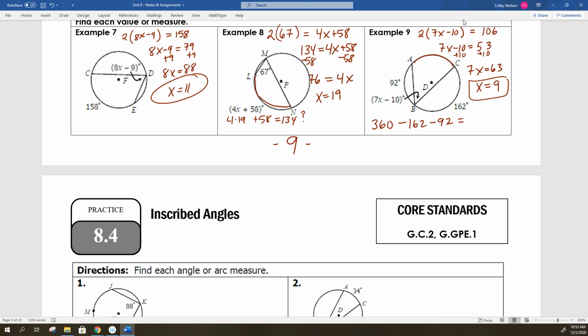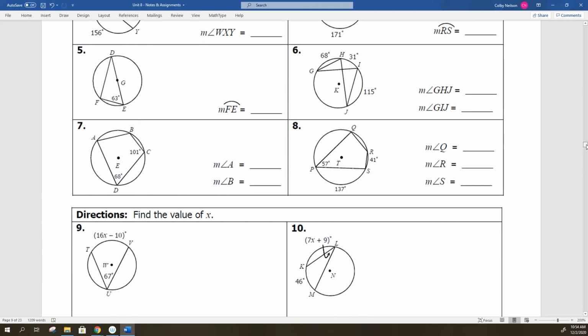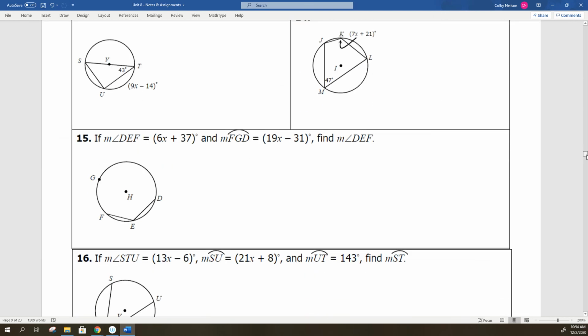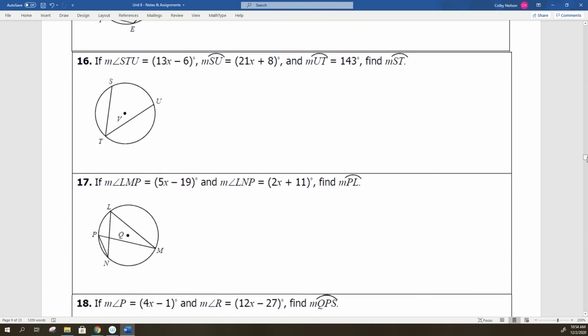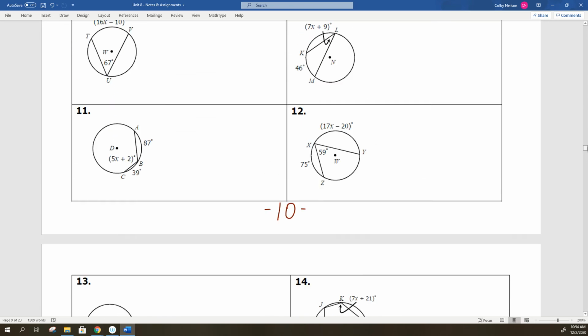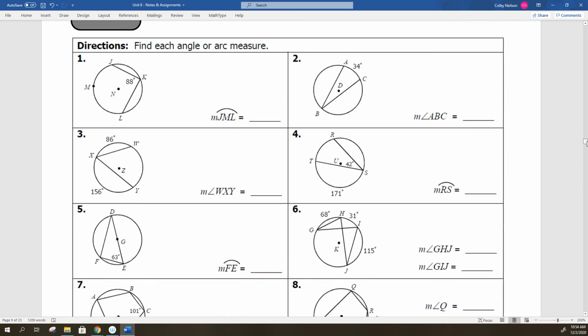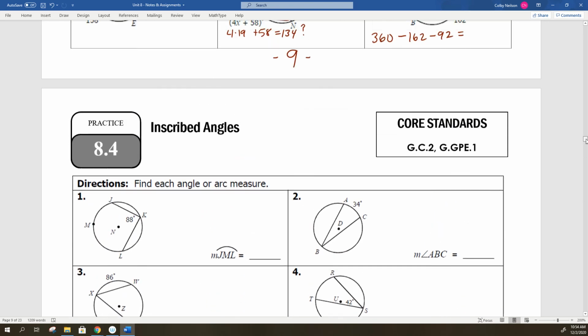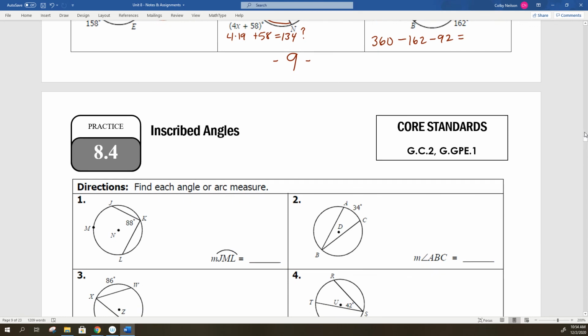Yay! So what you get to do is the same questions, a few of them. Some of these might make you think just a little, as there's a lot of finding the arcs by subtracting from 360 or 180 or those types of things. So just think it through.